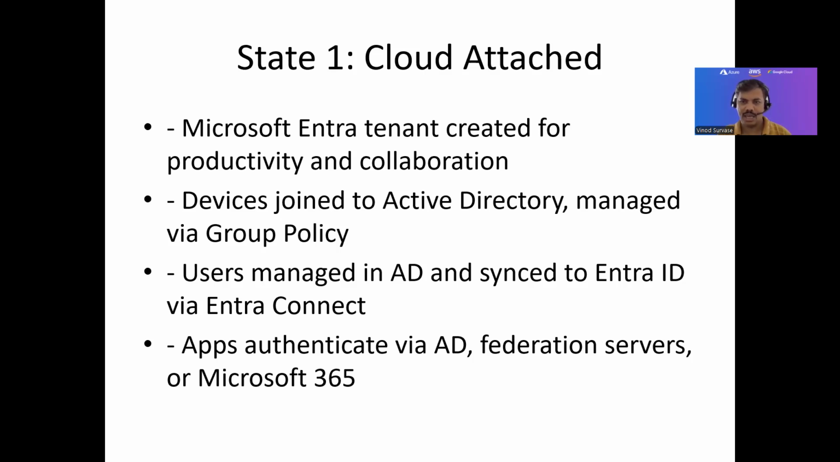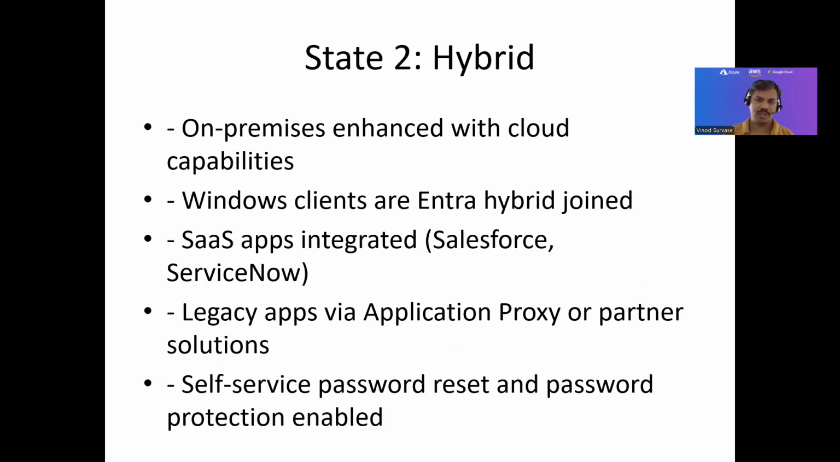use, right? And the other is hybrid, which is on-premises enhanced with cloud capabilities, which also has Windows clients with hybrid join capabilities. And then SaaS applications integrate with something like Salesforce, ServiceNow. Those are the SaaS-based business applications. Legacy apps use application proxy or partner solutions, right? And self-service password reset and password protection can also be enabled and implemented. So that is going to be the difference there.